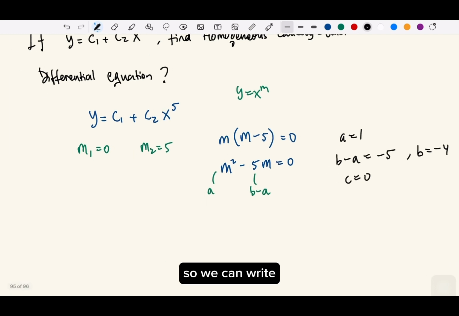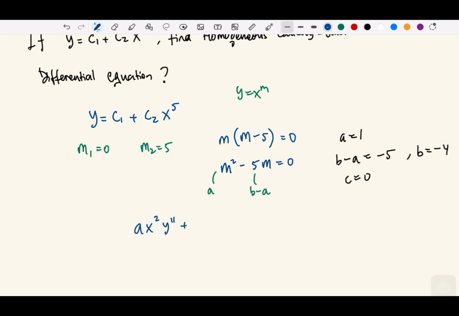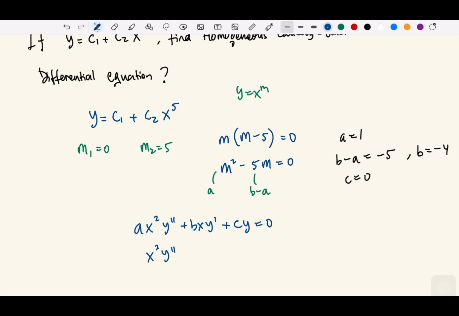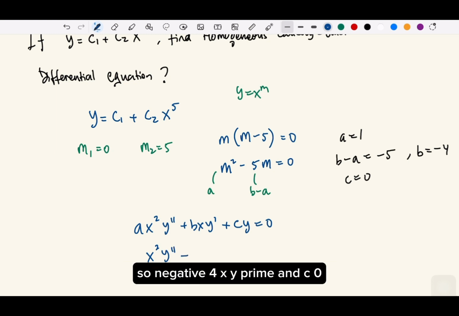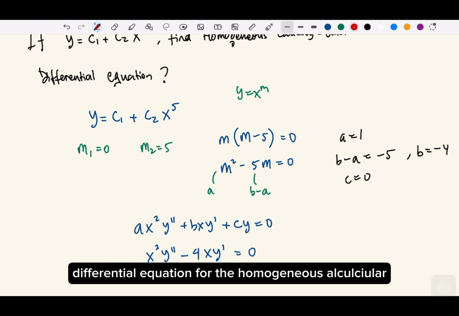So we get a, b, and c. We can write all those a, b, c into the normal Cauchy-Euler equation. A is 1, so x squared y double prime. B is negative 4, so negative 4x y prime. And c is 0, so it's just equal to 0. So this is the differential equation for the homogeneous Cauchy-Euler.